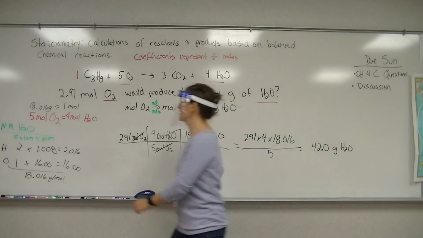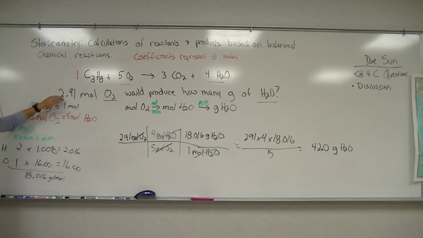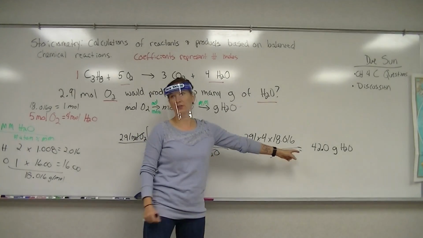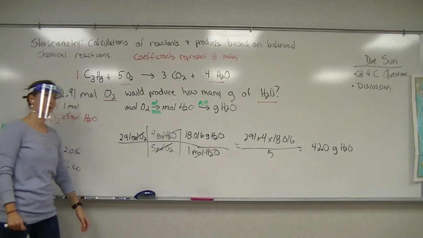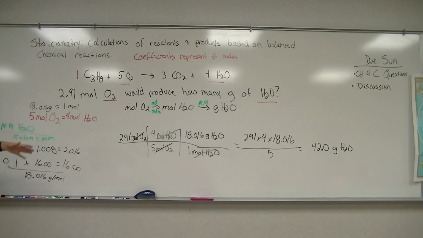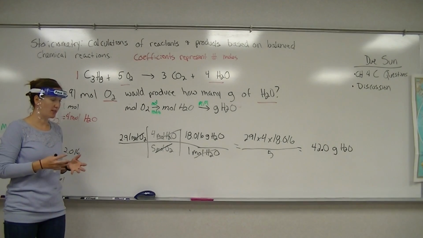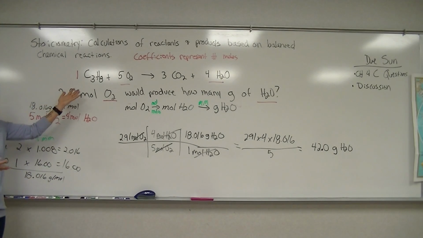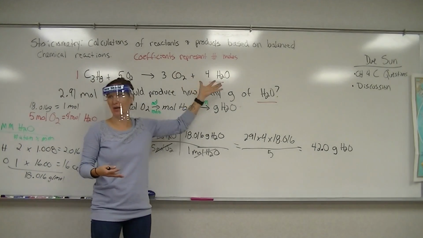So what this says is, if I had 2.91 moles of oxygen, that's how much I put into the flask to get the reaction, I would produce, or I would make 42 grams of water. So scientists do calculations like this on a daily basis because when they're trying to make a certain amount of something, this tells them how much of the reactants to put in a flask to get a certain amount of product out.